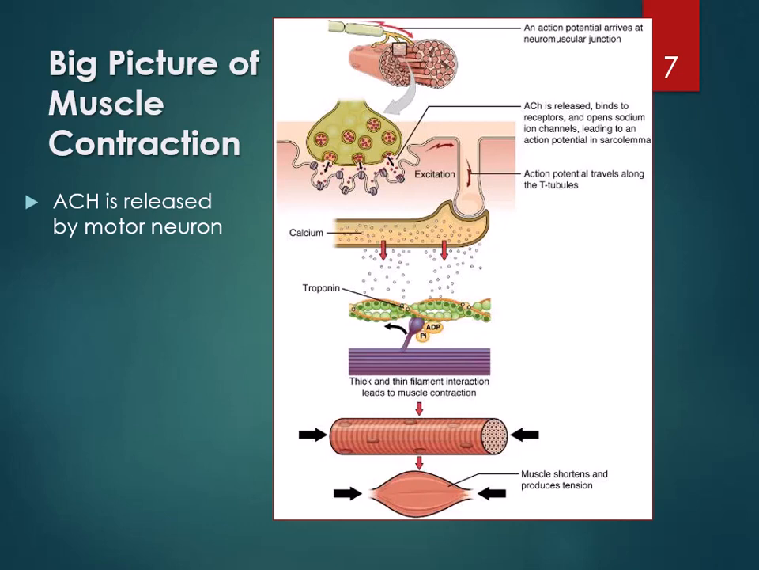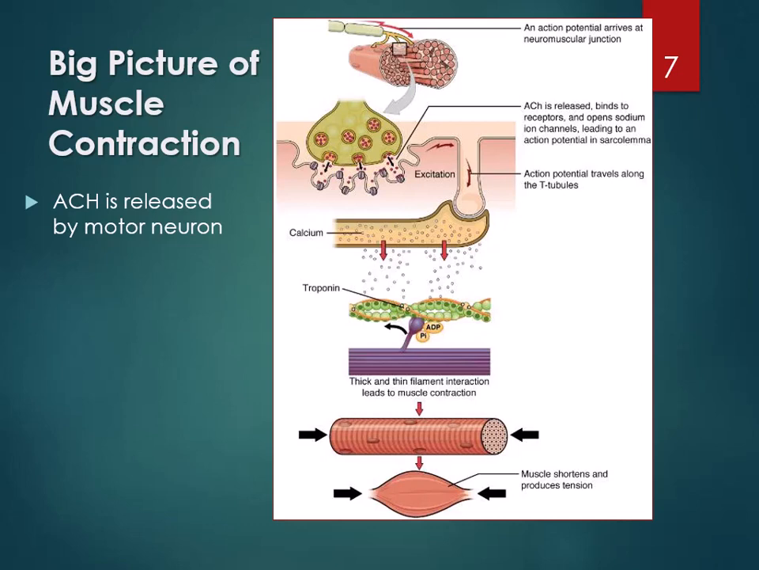So you want to move skeletal muscle, it's under voluntary control. You're going to initiate that from your brain. Your brain sends a message to the motor neuron, and that's attached to the sarcolemma, and at that attachment point it releases a neurotransmitter. The neurotransmitter released to induce muscle contraction is ACH, or acetylcholine.